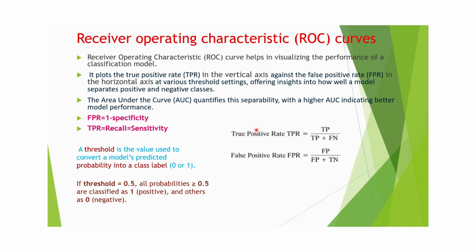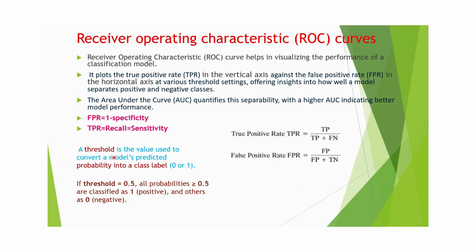True positive rate is equal to TP divided by TP plus FN. Similarly, false positive rate, or FPR, is equal to total number of false positives divided by total number of false positives plus true negatives. And FPR is equal to 1 minus specificity, and TPR is equal to recall, also equal to sensitivity.